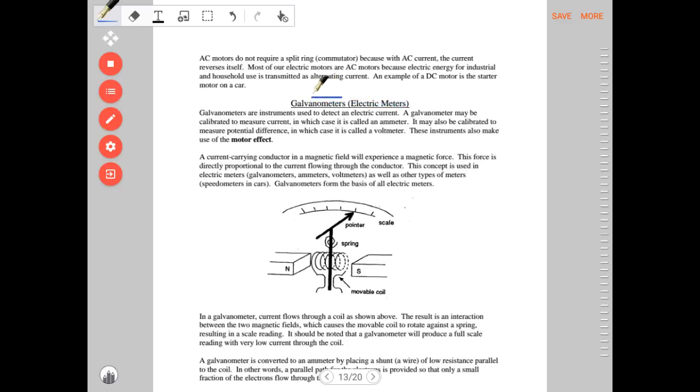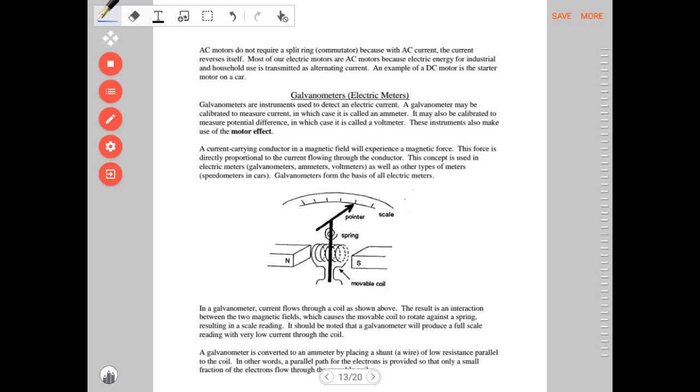So let's talk a little bit about galvanometers. It's an umbrella term for electric meters, like a voltmeter or current meter, that kind of stuff. Galvanometers are instruments used to detect an electric current. A galvanometer may be calibrated to measure current, in which case it's called an ammeter. It may also be calibrated to measure potential difference. Remember, potential difference is just voltage, and in that case it's called a voltmeter. These instruments also make use of the motor effect. A current-carrying conductor in a magnetic field will experience a magnetic force. This force is directly proportional to the current flowing through the conductor. This concept is used in electric meters, as well as other types of meters, like speedometers in cars. Galvanometers form the basis of all electric meters.